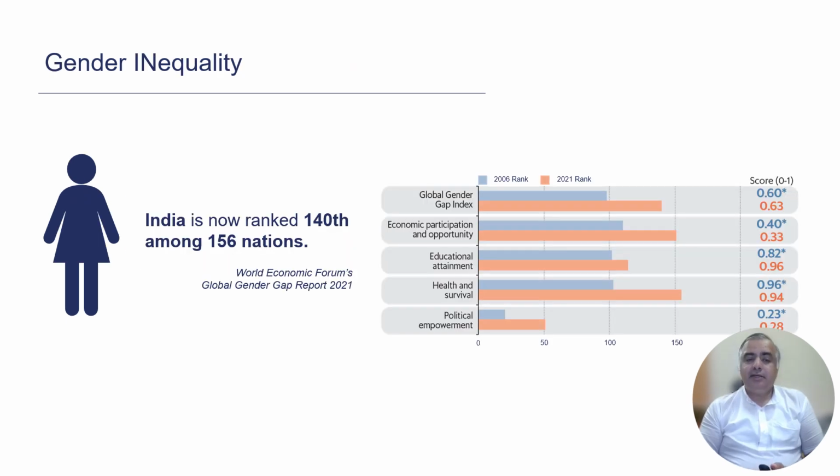Also looking at the subject of gender inclusivity or gender equality, as per the data from the World Economic Forum 2021, India is now ranked 140th among 156 nations, based on the various parameters that are considered through the various lenses of economic participation, education, health and survival, and the political environment.